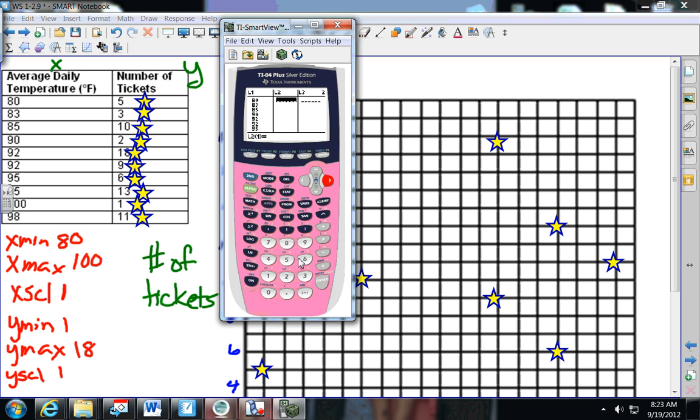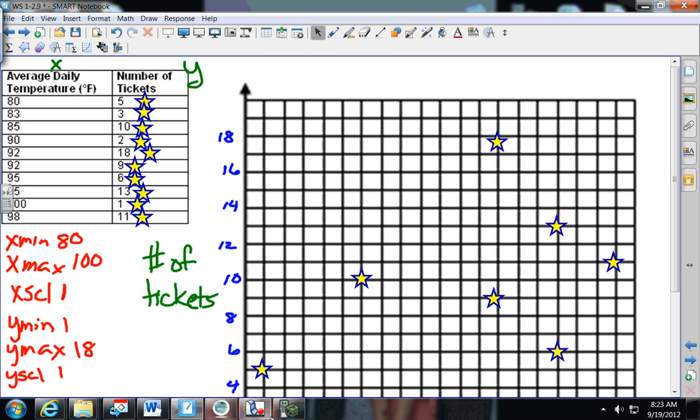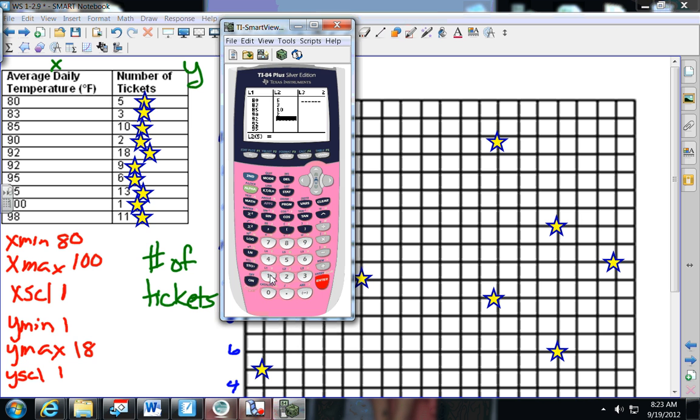Now arrow over. We have 5, then 3, then 10, then 2. I think this one, let me move this over. That's an 18. 18, enter, 9, enter, 6, enter, 13, enter, 1, and 11. Again, make sure your numbers are even and you have the same amount in. If you press graph, you don't see anything yet.